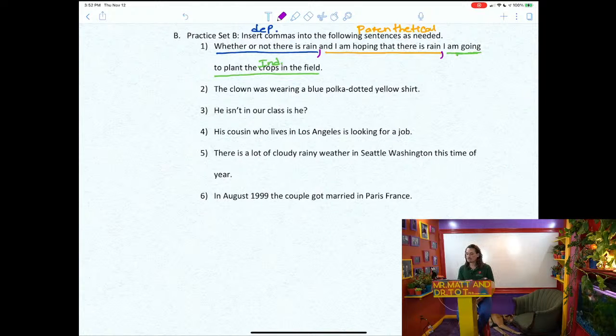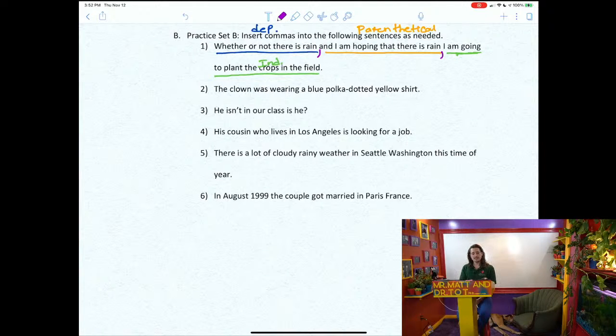Number two, the clown was wearing a blue polka-dotted yellow shirt. So we got a whole bunch of adjectives next to each other. We have blue, then we have the compound adjective polka-dotted, and then we have yellow. Okay, so that's a lot.